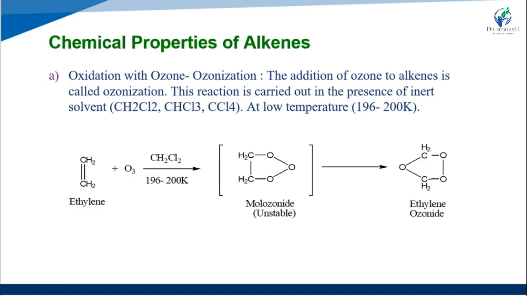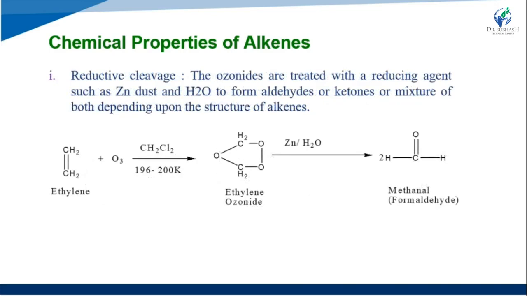Then further stabilization makes the ethylene ozonide. So this is the ozonization process. In ozonization, reductive cleavage is the breakdown by reductive agents. After the ozonization process, a reducing agent like Zn and H2O forms the aldehyde or ketone, or a mixture of both, depending upon the structure of the alkene.